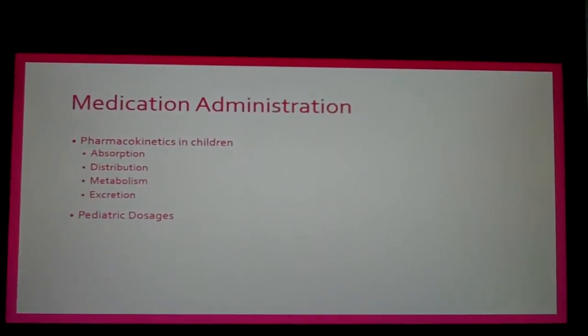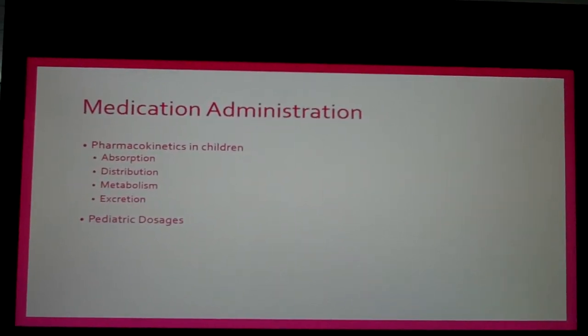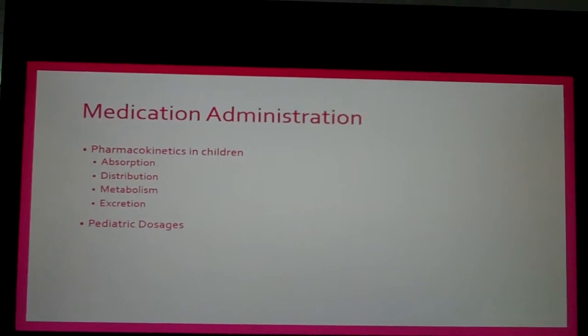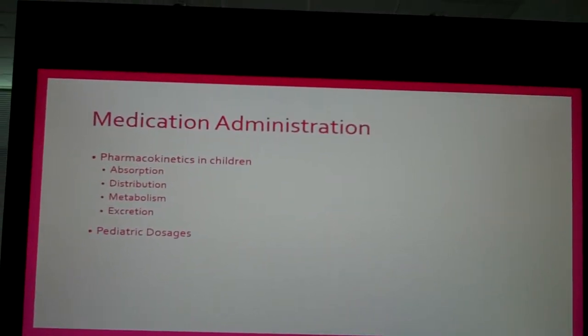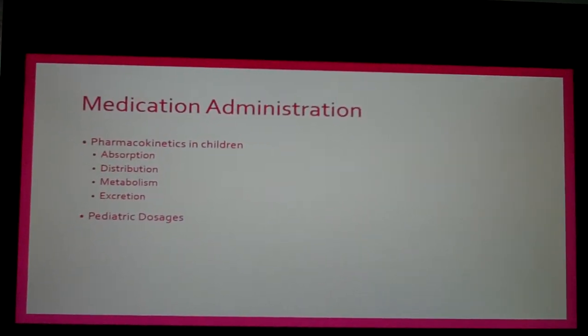Children's basic metabolic rate is faster than adults, so drugs may be metabolized more quickly. Children's livers are not fully developed, so if a drug is metabolized by the liver, children reach toxic levels much more quickly.